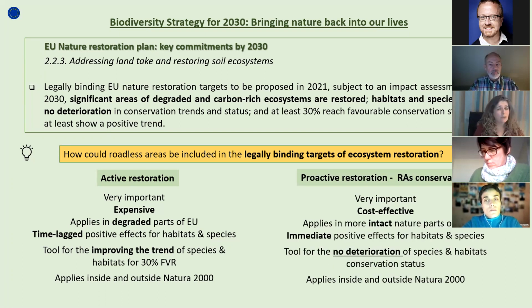I would like to ask you to consider a proactive restoration and to consider the roadless areas conservation. So the roadless areas could be included in the legally binding targets of ecosystem restoration through this proactive restoration term. Why? Because it is equally important. It's cost-effective, it applies in more intact natural parts of the European Union, it can have immediate positive effects for habitats and species, and of course is a tool for the non-deterioration of species and habitat conservation status. I mean that it doesn't make a lot of sense to spend millions of euro to help nature and to restore degraded land, and at the same time to destroy fast intact, very natural ecosystems.